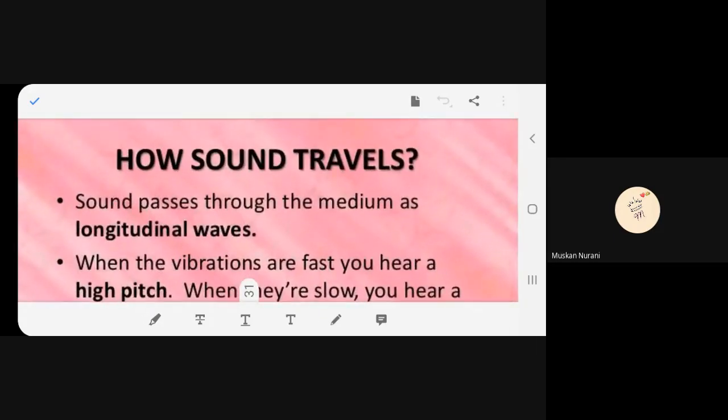How sound travels? Know that sound needs a medium, so it always passes through the medium. As what? As longitudinal waves. When you come in ninth standard, you will be given more in detail. Right now, you're not supposed to work in detail on transverse waves or longitudinal waves, but you should know that sound travels as longitudinal waves. That's the reason I have taken this slide.